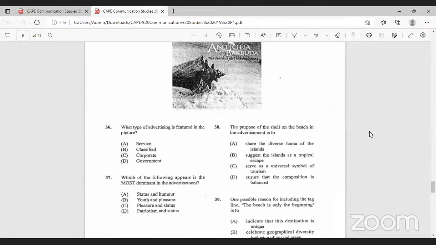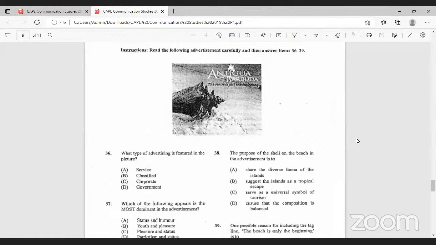37, which of the following appeals is most dominant in the advertisement? Status and humor, youth and pleasure, pleasure and status, or patriotism and status. There might not be much evidence of that, but the answer for 37 is C. Yeah, pleasure and status. I mean, it's a tourist advertisement, so pleasure must be there. And there's nothing to say that it is specifically geared towards youth.